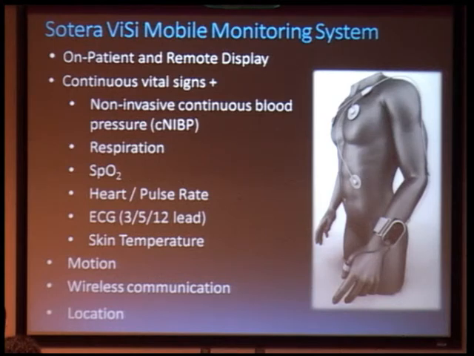Sotera, which is a startup, just got their first FDA license, can do things like non-invasive vital signs, non-invasive blood pressure, continuous non-invasive blood pressure without a catheter, without a cuff. Respirations, oxygen saturations, heart rate, EKG, skin temperature, motion. It's a voice over IP phone. You can connect it directly into your nurse call system. You could have the patient and the nurse essentially always in communication.